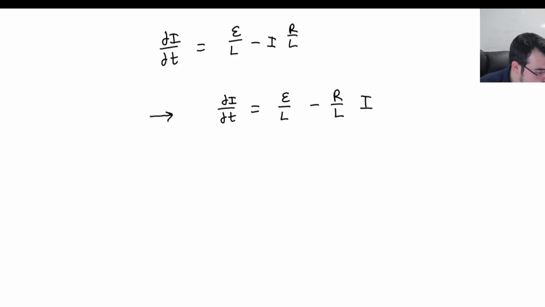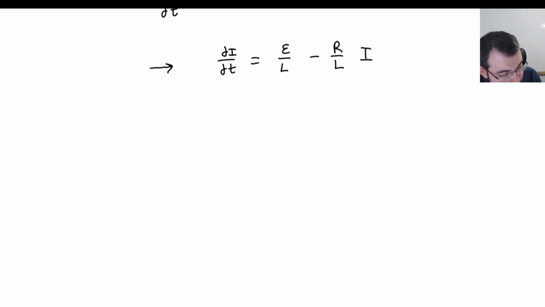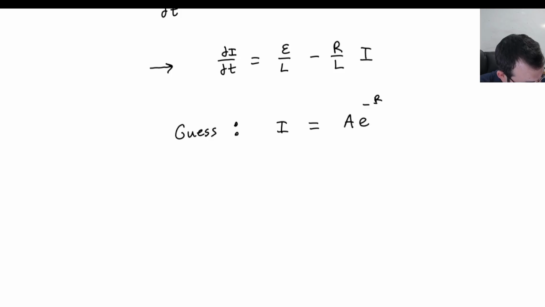So it is very reasonable to say that if a function is a derivative of itself up to some constant, it is a reasonable guess to say that I can be written as some constant A times e to the negative R over L times t, plus B. The chain rule tells you what goes in your exponent.